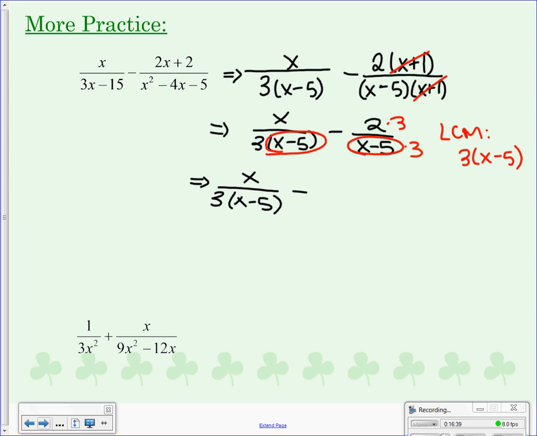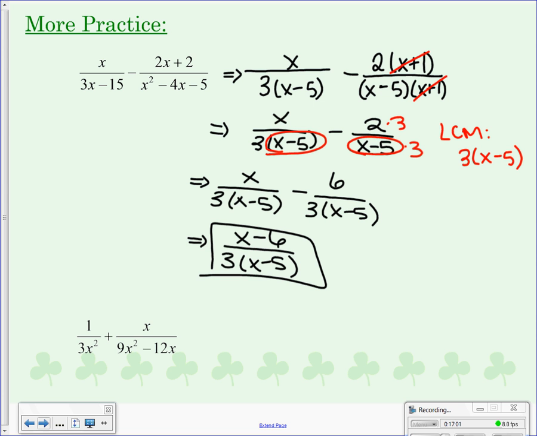Now on the second one, I just have 2 times 3. So I have 6 up top. And now I have a common denominator, 3 times x minus 5. Now all we have to do is subtract. X minus 6 in the numerator, 3 times x minus 5 in the denominator. This one is better than the last one. You're going to see more like this one on your homework.